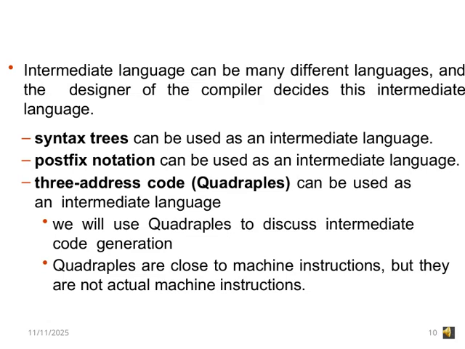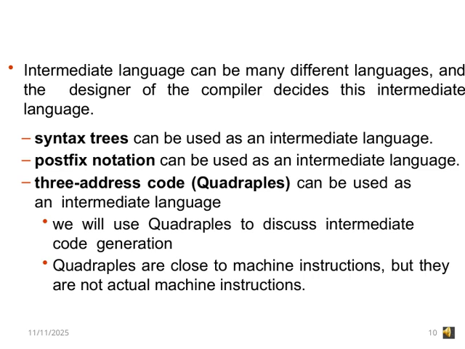Now, let's talk about intermediate languages. They can actually be many different languages, and it's the compiler designer who decides which one to use. This choice depends on what makes the compilation process more efficient or easier to manage. One common form of an intermediate language is syntax trees, which are structured representations of the program's syntax. They help in understanding the program's structure during translation. Another option is postfix notation, which rearranges expressions into a form that's easier for computers to evaluate step by step.